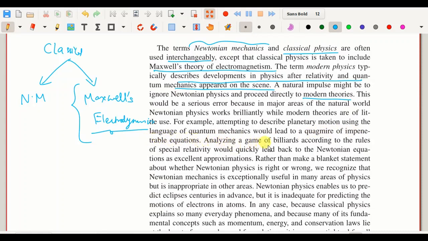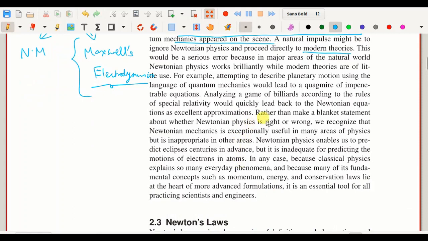Analyzing a game of billiards according to the rules of special relativity would quickly lead back to Newtonian equations as an excellent approximation. I have told you already. So rather than make a blanket statement about whether Newtonian physics is right or wrong, we recognize that Newtonian mechanics is exceptionally useful in many areas of physics, but is inappropriate in other areas.